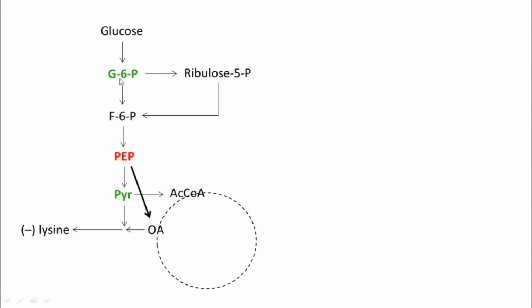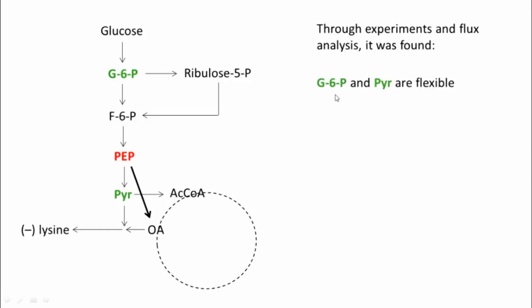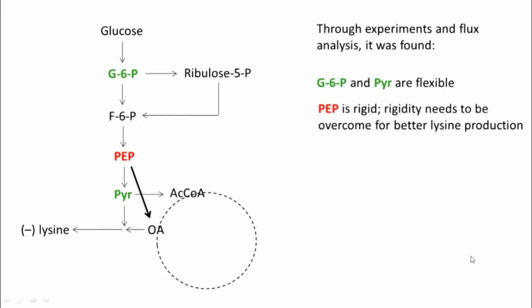So these three branch points are shown: G6P, PEP and pyruvate. Through experiments and flux analysis, it was found that these two nodes, G6P and pyruvate, are flexible. It is possible to reroute the flux through a desired branch by cutting off the other branch. Whereas PEP is rigid, and rigidity needs to be overcome for better lysine production. In other words, PEP going to OA is the desired branch.